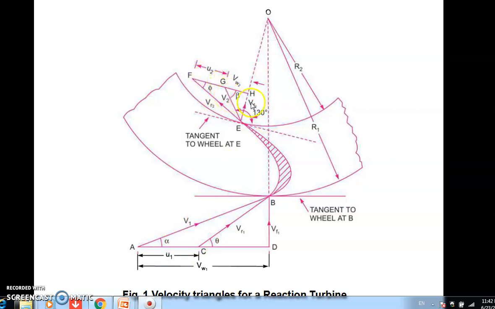Similarly, between V2 and VF2 there will be VW2, because between V1 and VF1 there is VW1. So likewise it will be very easy to remember. If you see, VF1 is a radial velocity. It is going along the radial direction. VF2 is also a radial velocity, going along the radial direction, at inlet as well as outlet.